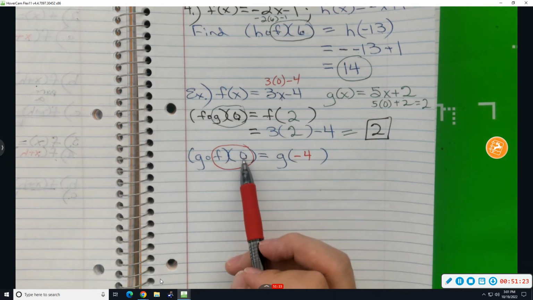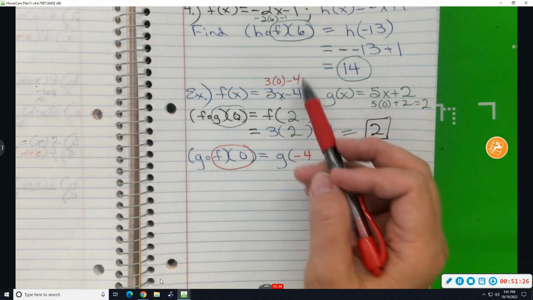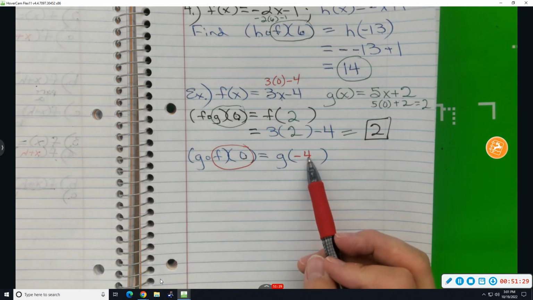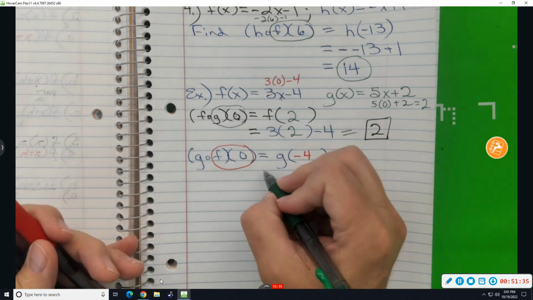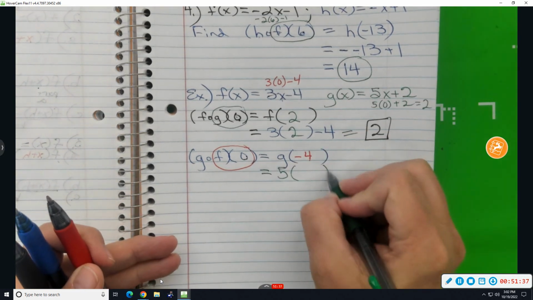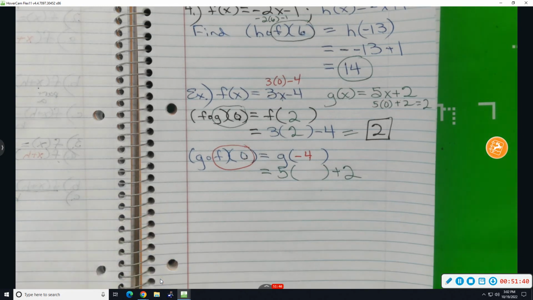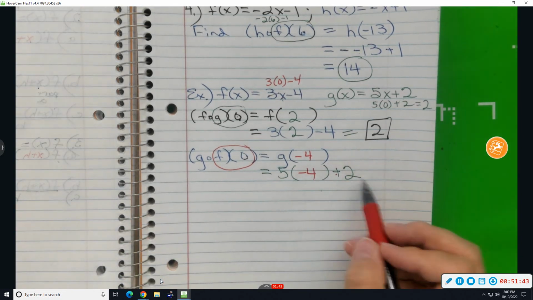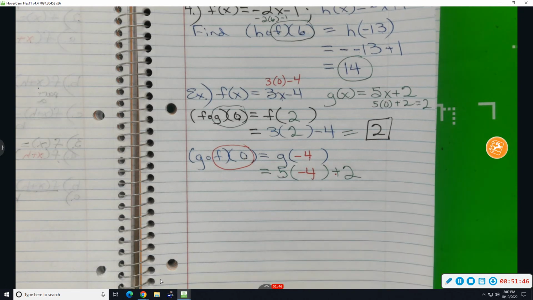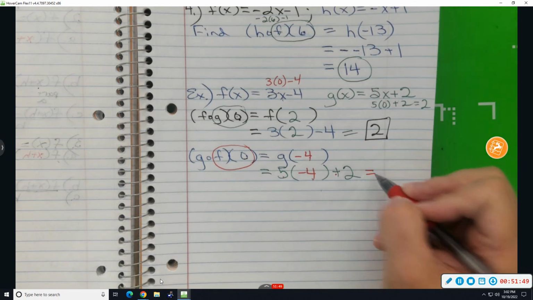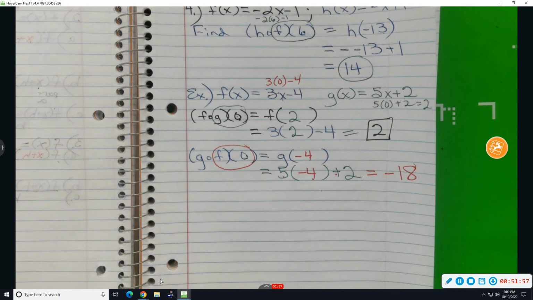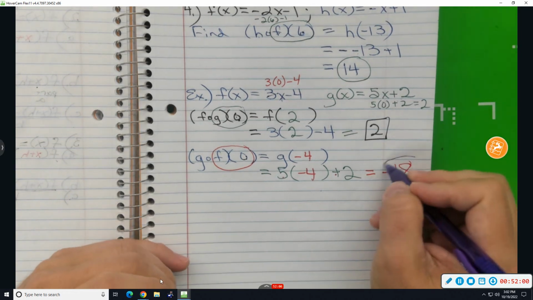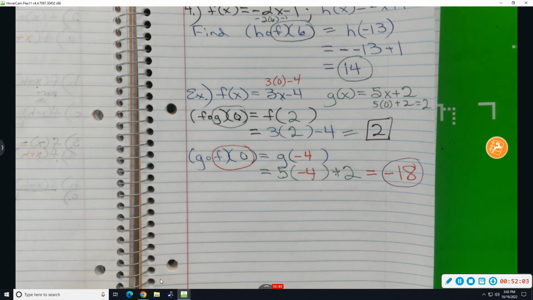We plug 0 into f. That gave us a negative 4. Now we plug negative 4 into g. So we go to g, 5, replace the x with negative 4. So we have a negative 20 plus 2. That's going to give me a negative 18. I agree. Any questions there?